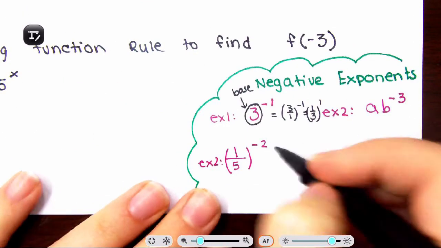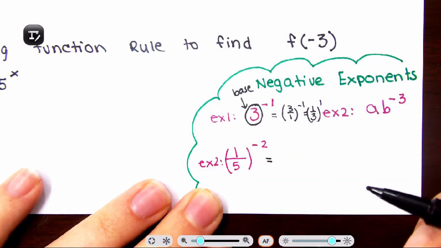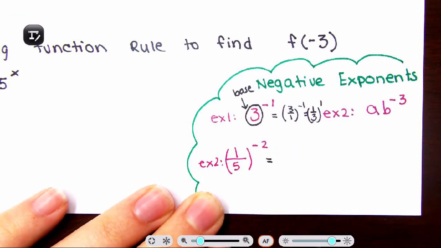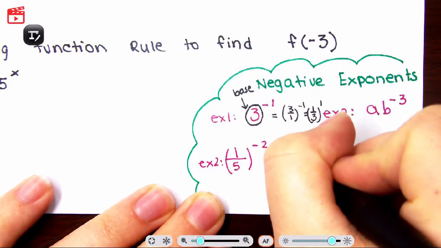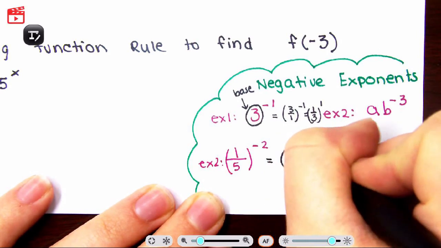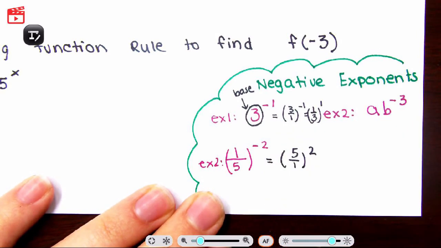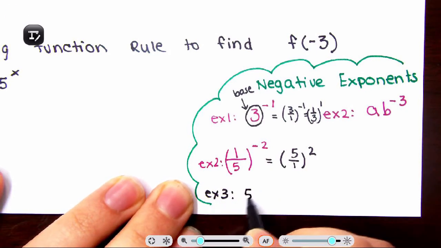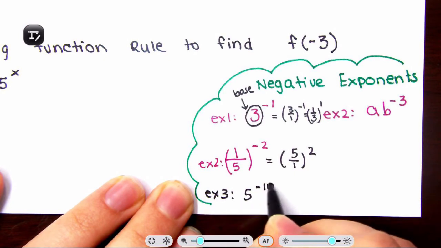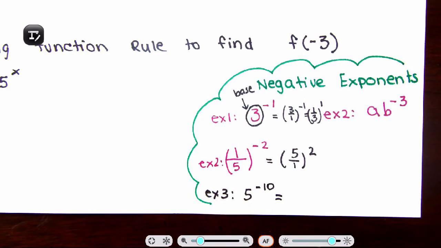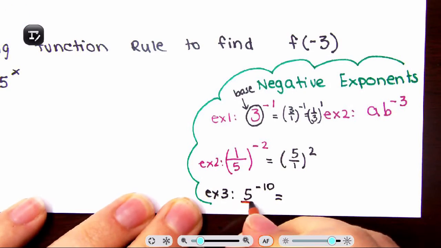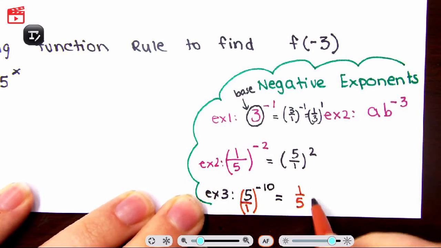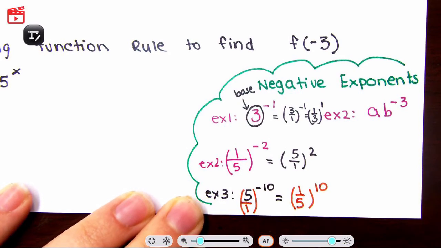Let's do this one here again. Take the fraction, flip it. If you don't have a fraction, make a fraction. Take the fraction, flip it, remove the negative. Let's do another one like this. So let's say I have 5 to the negative 10th power. Since 5 is not a fraction, I'm going to create a fraction, flip the fraction, remove the negative.